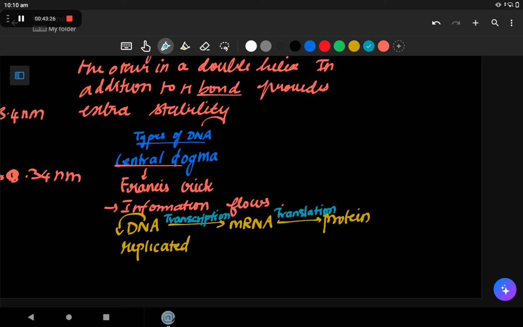Let me give you one note point here. In some viruses, the flow of information is in the reverse direction also. That we call reverse transcription. That is, from RNA it will form DNA. Reverse transcription examples are HIV and hepatitis B. Let me write it here: reverse transcription can also occur in some viruses.